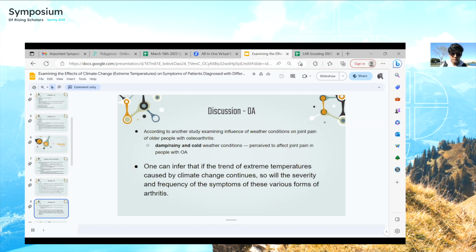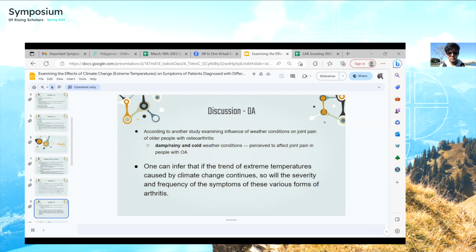Moving on to osteoarthritis, or OA, according to another study examining the influence of weather conditions on joint pain of older people with osteoarthritis, damp, rainy, and cold weather conditions affected joint pain. And one can infer that if the trend of extreme temperatures caused by climate change continues, so will the severity of these symptoms.